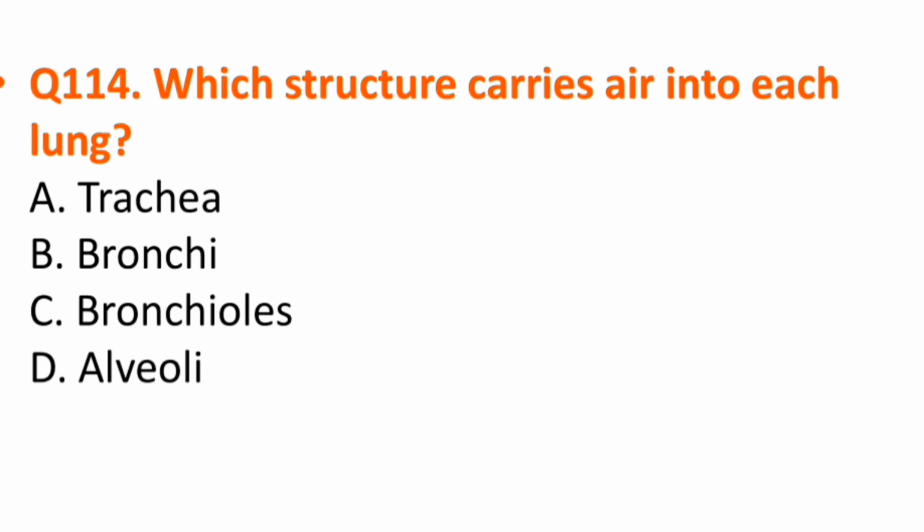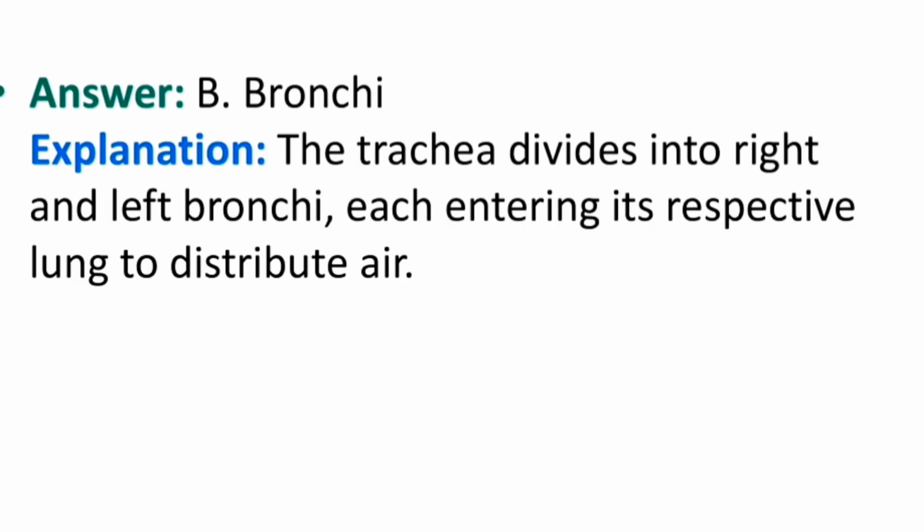Next question. Which structure carries air into each lung? Option A trachea, option B bronchi, option C bronchioles, option D alveoli. The correct answer is option B bronchi. The trachea divides into right and left bronchi. Each enters its respective lung to distribute air.